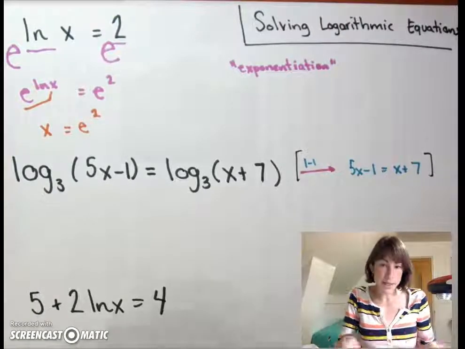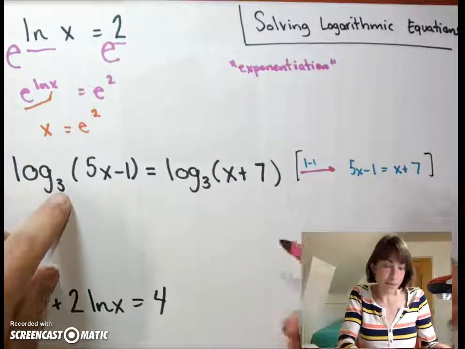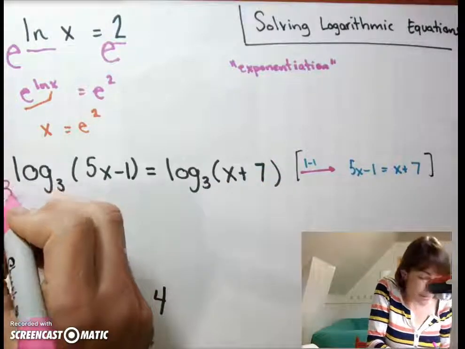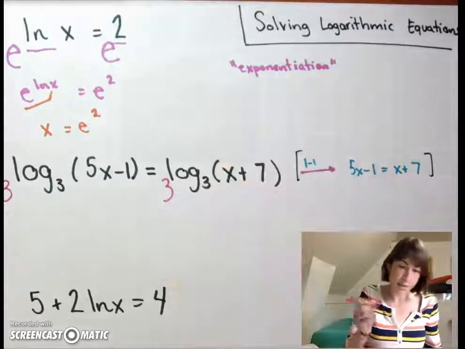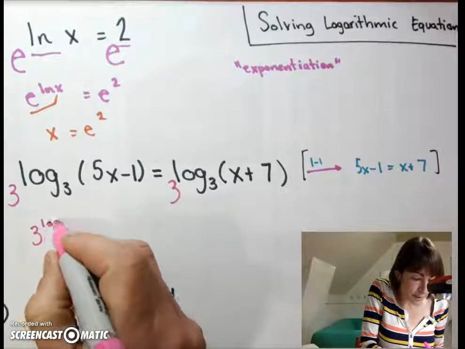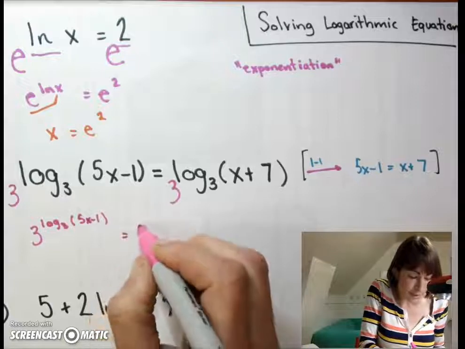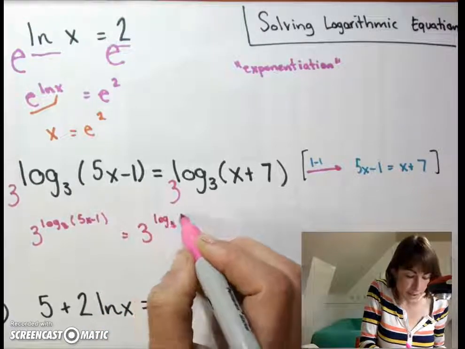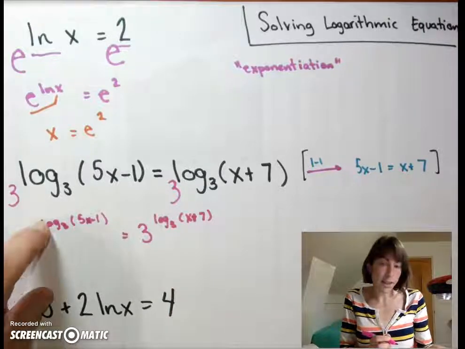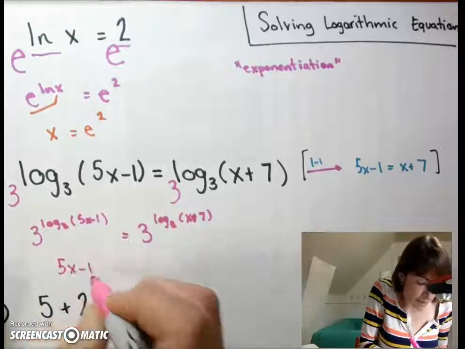So, to use exponentiation, each of these will become the exponent, and I choose my base to be the same as the base of the log. This is log base 3, so I'm going to put 3 as the base, and those become exponents, so we'll rewrite it. 3 to the log base 3 of 5x minus 1 equals 3 to the log base 3 of x plus 7. So by the inverse property, 3 to the log base 3, everything goes away except the exponent. So I'll have 5x minus 1.